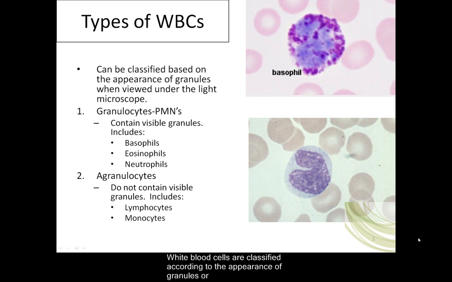White blood cells are classified according to the appearance of granules or lack of granules. For example, in the top right corner of this slide you see a basophil. A basophil is only one of three granulocytes. The other two are eosinophils and neutrophils. Why are they called granulocytes?